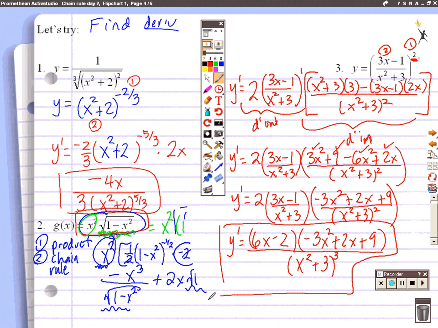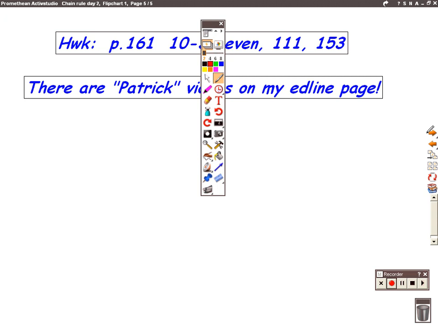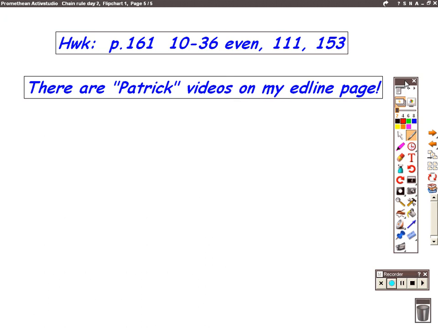Okay, what I would like for you to do, I don't know if I wrote your, yes I did, good job. Your assignment, and you're going to get a worksheet. This is from your textbook, but I copied the problems for you so you could start working in small groups. Page 161, 10 through 36 even, number 111 and 153.